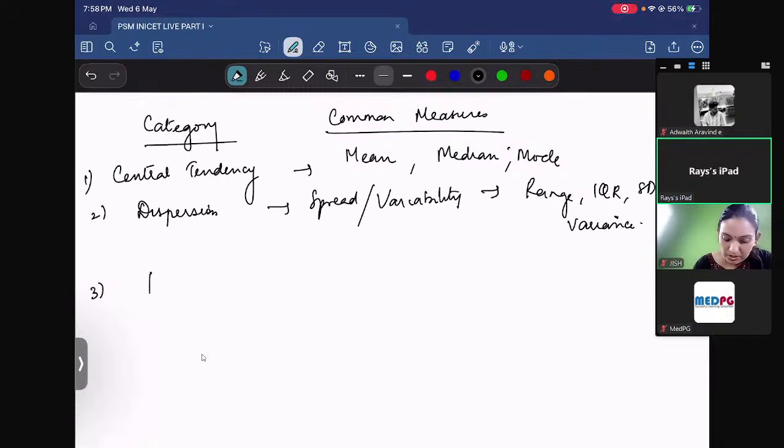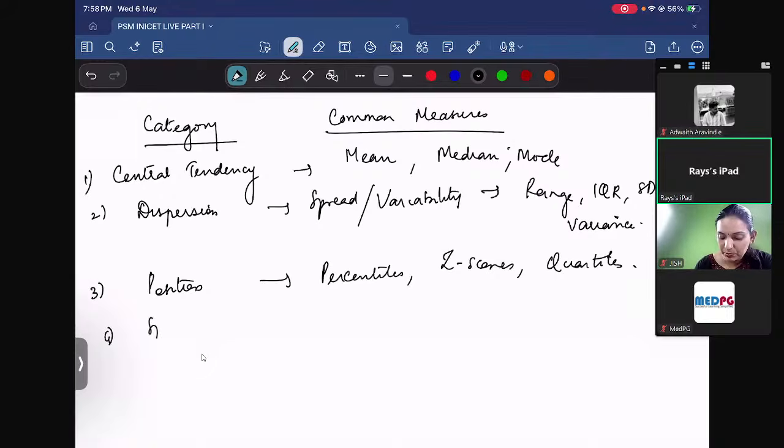Next, position. With respect to the data, where is your particular point? That is a position. That is got by percentiles. You have set scores. Remember the growth chart? You have set scores there. Then quartile. All these tell you the position. Okay. Then the shape of data distribution. Shape of data distribution you get by skewness. Also have kurtosis. All these give the shape of data distribution.